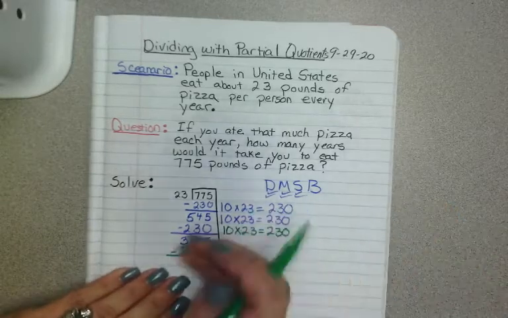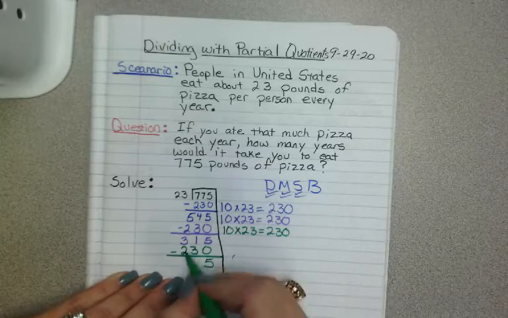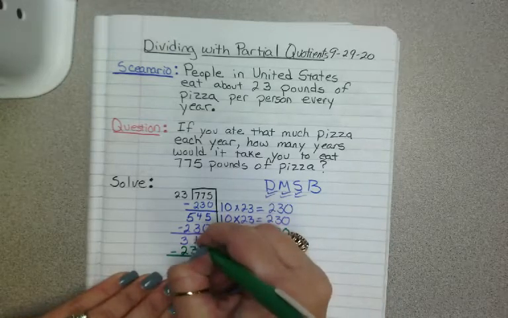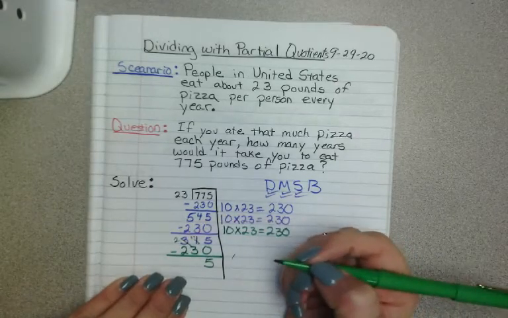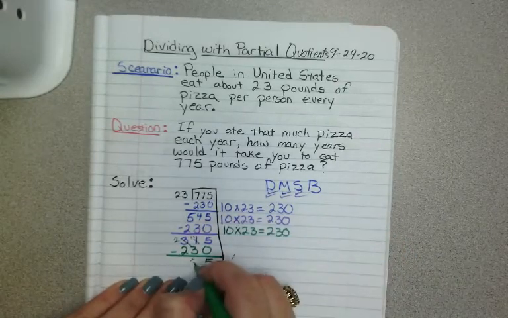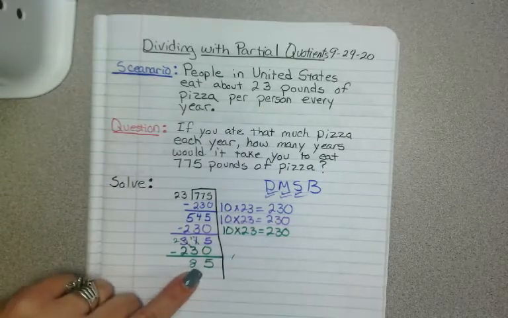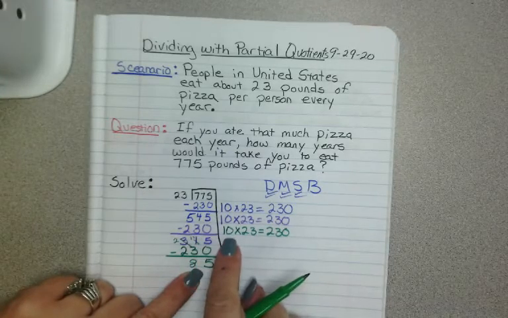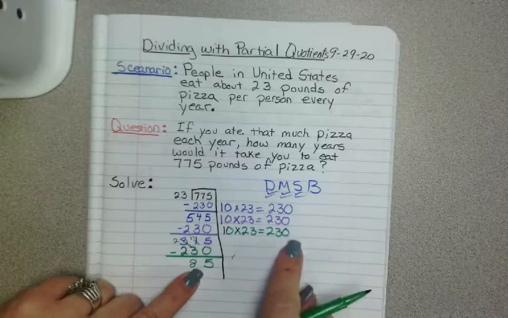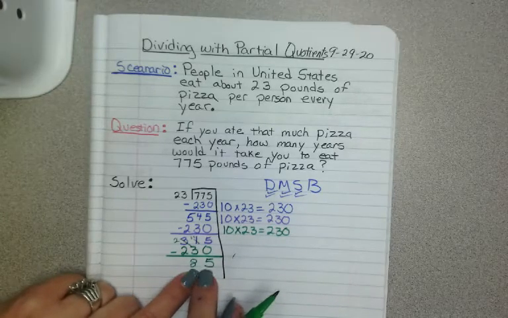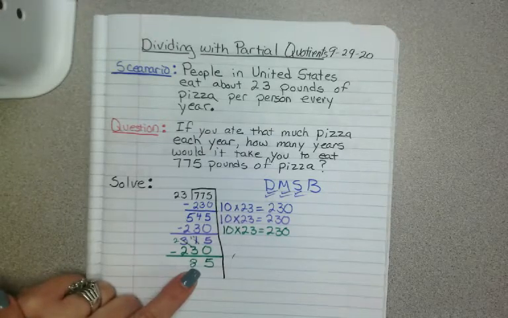We're going to keep doing this. 5 minus 0 is 5. Here I've got to do a little regrouping. 11 minus 3 is 8. And now 2 minus 2 is 0. Now we're at a crossroads, because I can no longer use 10. The product 10 times 23 is 230, which is way too big to subtract from 85. So I'm going to have to back it down a little bit.